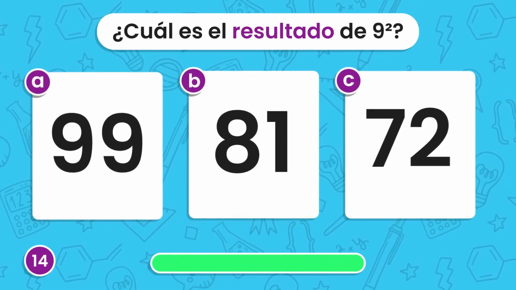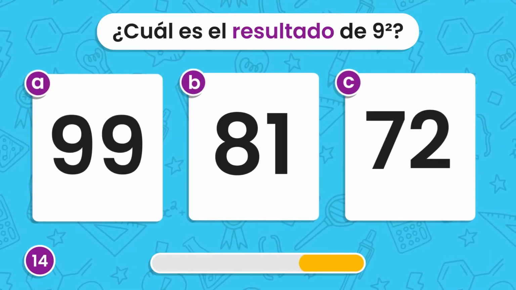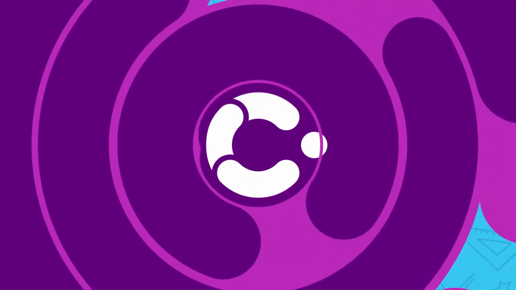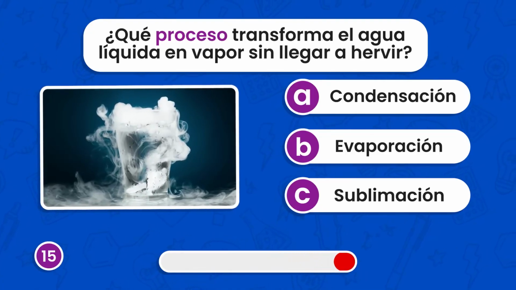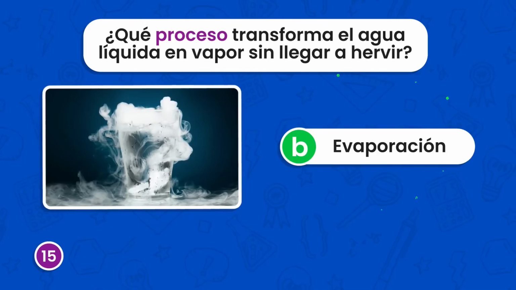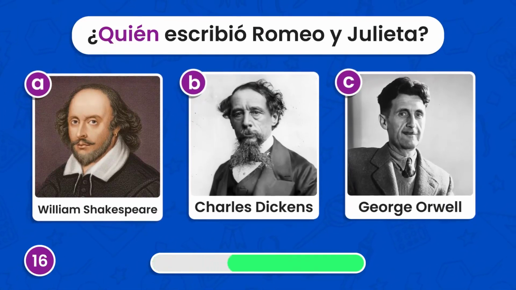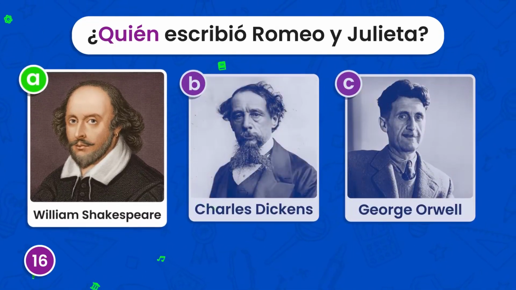What is 9 squared? 81. What process changes liquid water to vapor without boiling? Evaporation. Who wrote Romeo and Juliet? William Shakespeare.